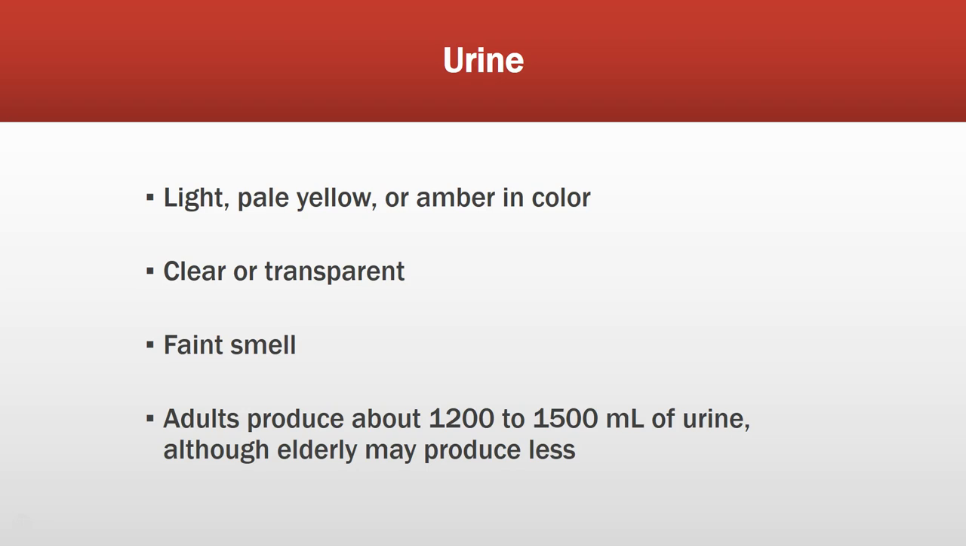All urine has an odor, but it should not be offensive or too strong. On average, adults should have an output between 1,200 to 1,500 milliliters of urine every 24 hours. Some elderly will produce less.